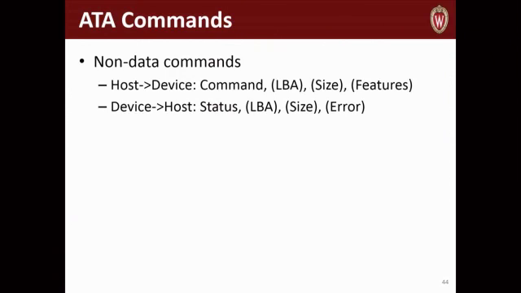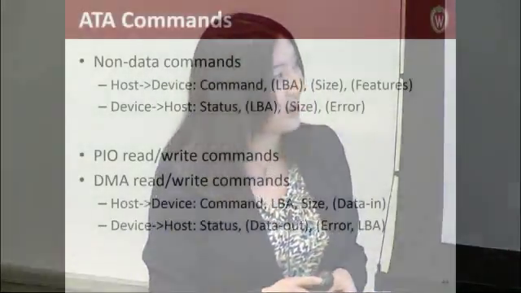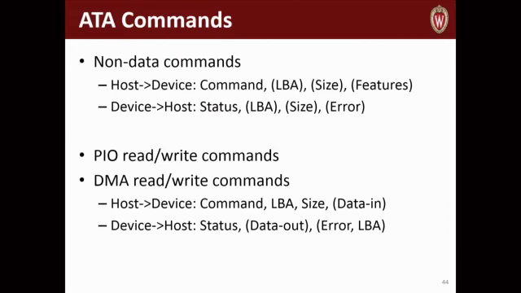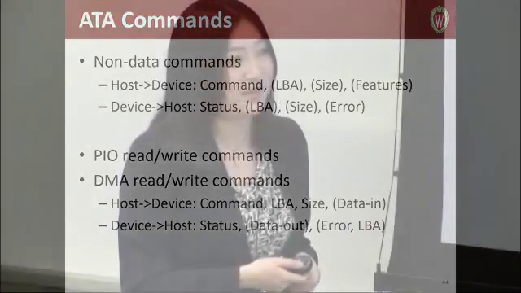So for ATA commands, there's a first set of non-data commands. It sends from host to device the command, and then optionally LBA, size, and features. And then from device to host, the status, and then optionally LBA and size, and if there's an error, the error bit. And for the actual I/O, it supports PIO and DMA. From host to device, it sends the command, LBA, size, and the data to be written. And from device to host, it has status, data to be read, and if there's an error, the error bit and the first logical block address that has an error.